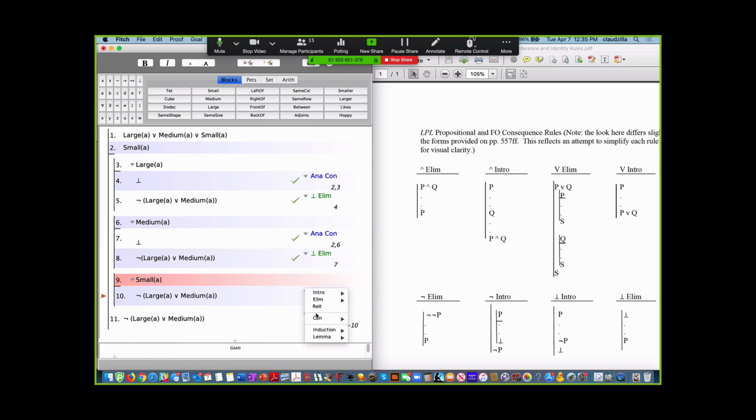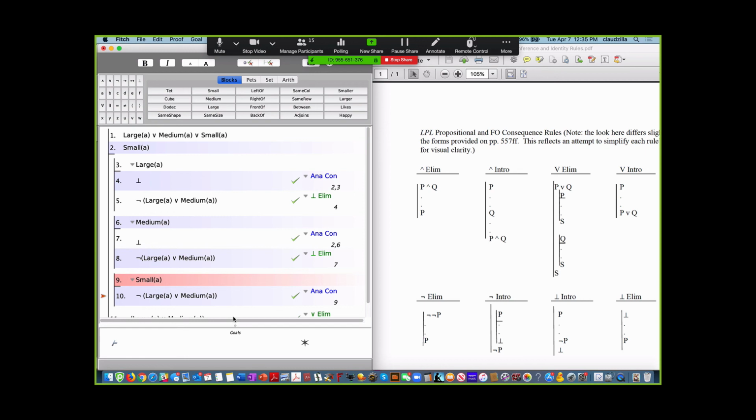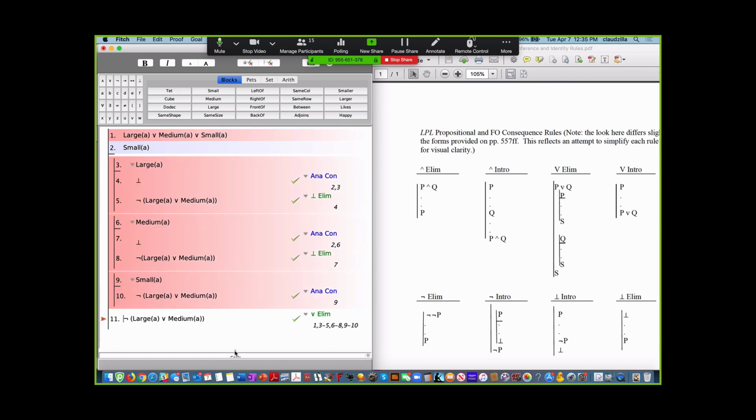And then if A is small, it is not the case that it's large or medium. And the reason why we've got an asterisk here in the goal window is because I didn't write the goal. Okay, but what do you guys think? Do you see where we are? We've used now a combination of our truth functional rules and the broader concept of validity to get to our conclusion. I know you love it. You're speechless.